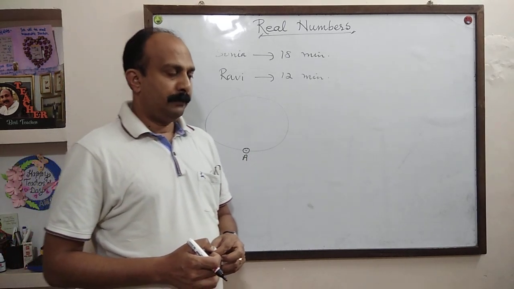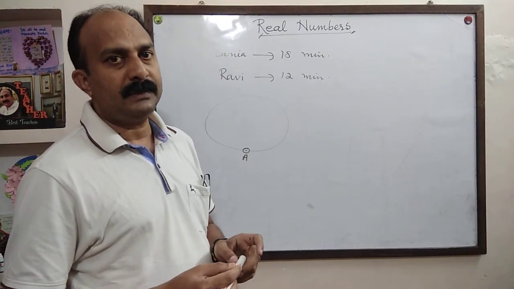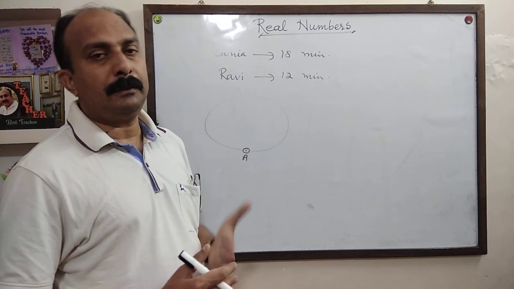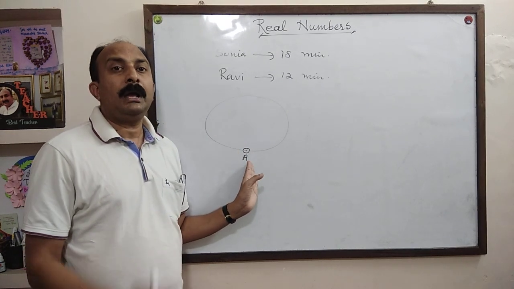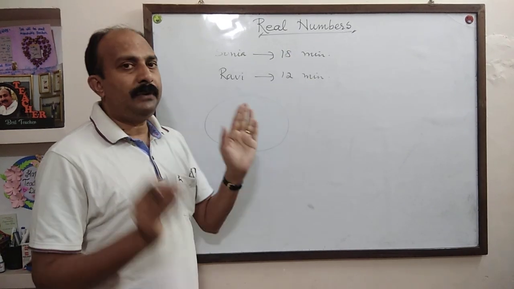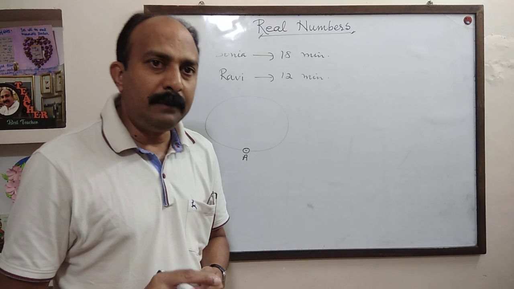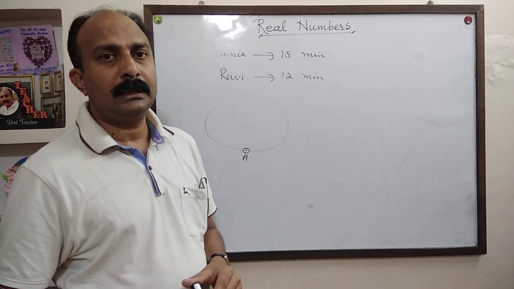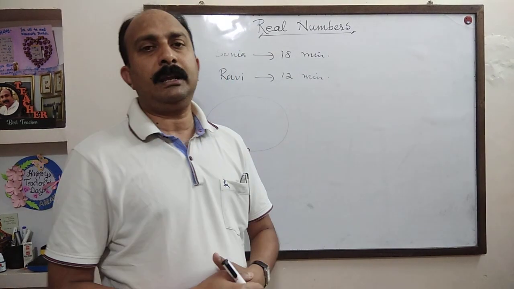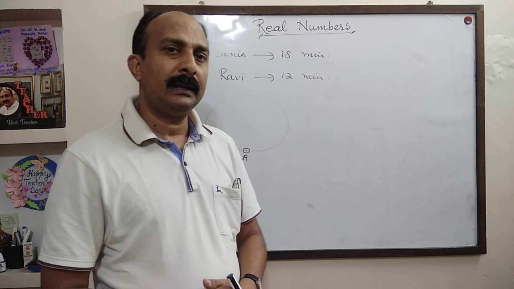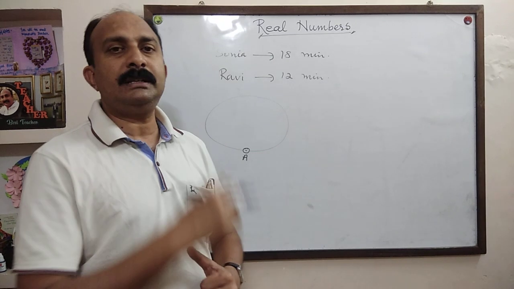I hope many of you might have got the answer. This is the concept of LCM, the least common multiple. Both of them will meet again at the starting point at the LCM of 18 and 12 minutes. Now, one more question. Will they meet only one time? The answer is no. They will meet several times again at the starting point, in all the multiples of 18 and 12.